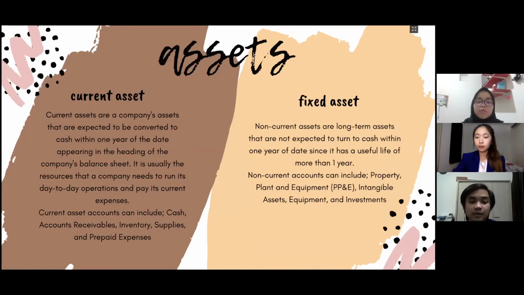It is usually the resources that a company needs to run its day-to-day operations and pay its expenses. Current asset accounts can include cash, accounts receivable, inventory, supplies, and prepaid expenses. While fixed assets or non-current assets are long-term assets that are not expected to turn to cash within 1 year of date, since they have a useful life of more than 1 year. Its accounts can include property, plant and equipment, or in short PP&E, intangible assets such as goodwill, equipment, and investments.